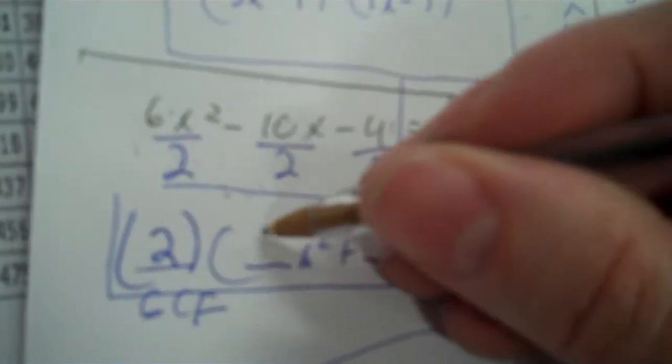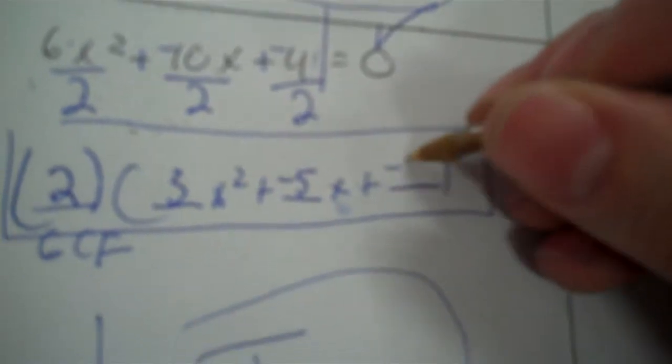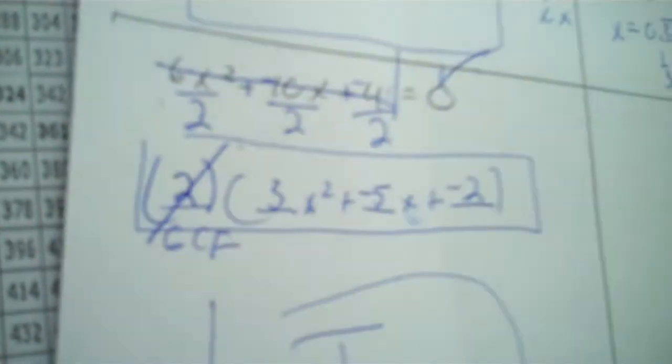So 6 divided by 2 is 3. And then negative 10 divided by 2, that's negative 5. And then negative 4 divided by 2 is negative 2. Now a couple things you do before you go to your T-chart. Cross out the original problem and go place the 2 over here. Then you cross it out. See, now I'm going to do my ABC right there.